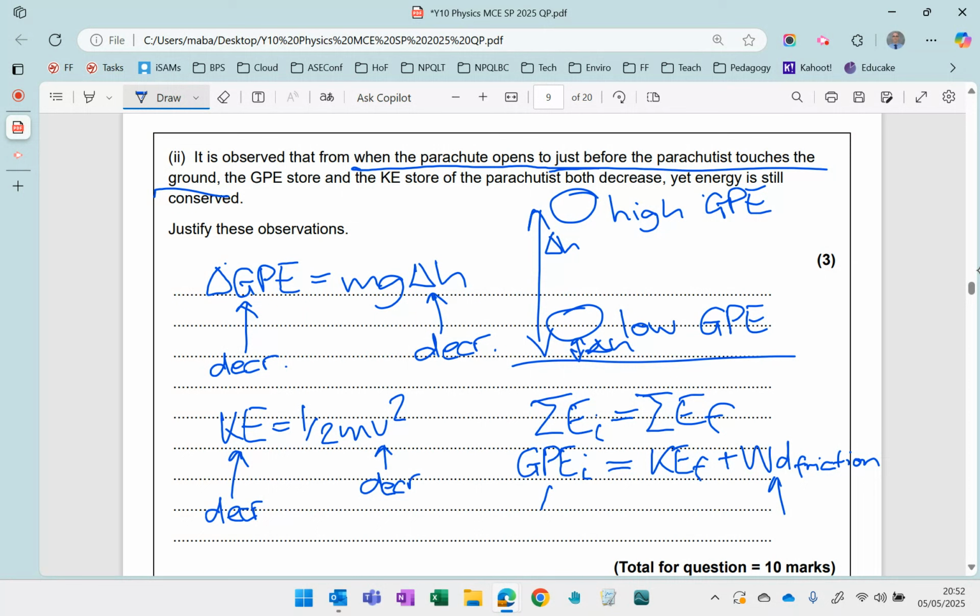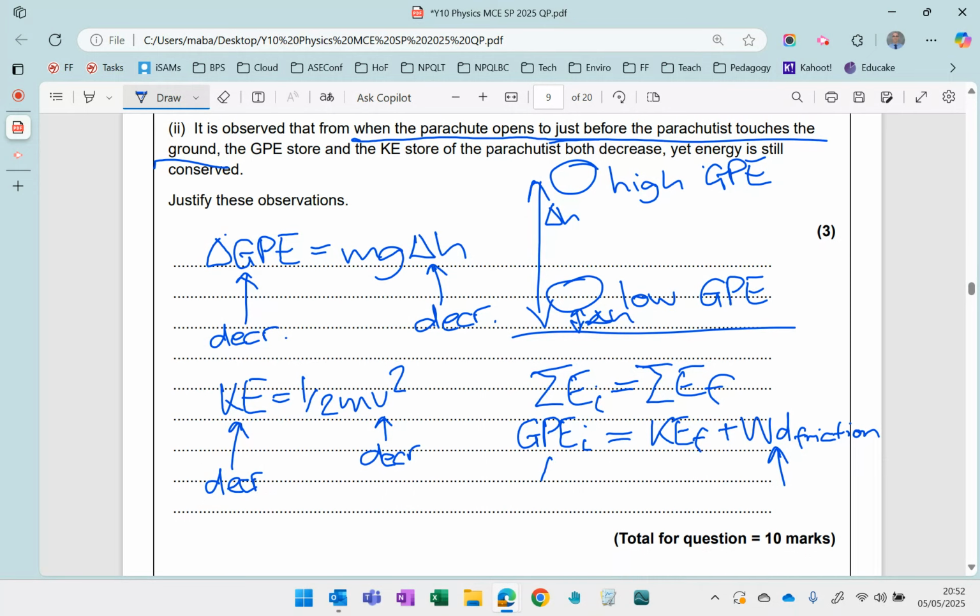Why? Because it's all going into friction. So the thermal store of the parachute is going to increase, and you're going to get energy transfer between the parachute and the surroundings, the cold surrounding air. What else? Could we have had anything else there? Yeah, I think that those are the main points. Okay, end of that question.